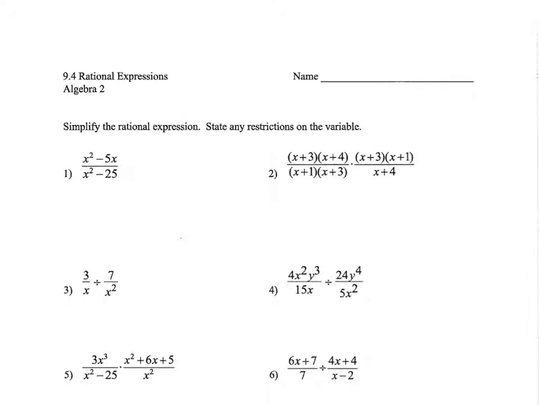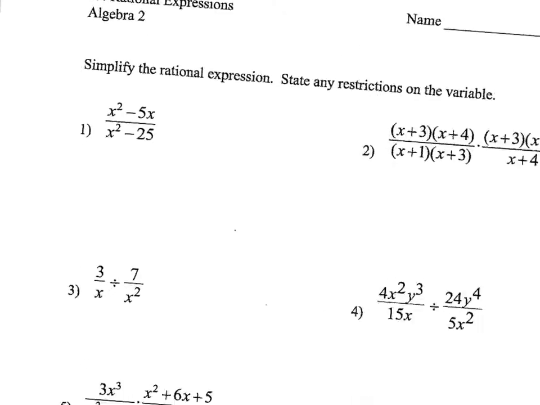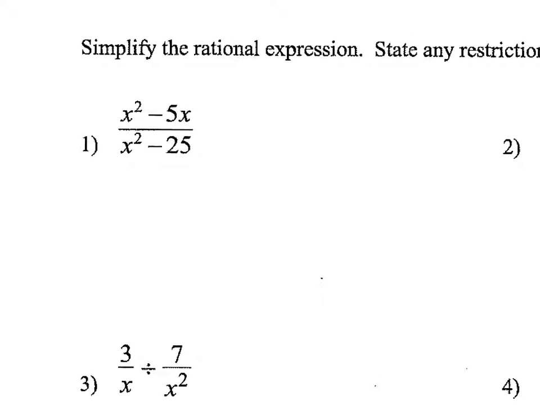Okay, simplify the rational expression and state any restrictions. So restrictions is when you don't want to have a 0 in the denominator. So what you're going to do over and over again is you're going to factor. So I'm going to factor out an x on the top.